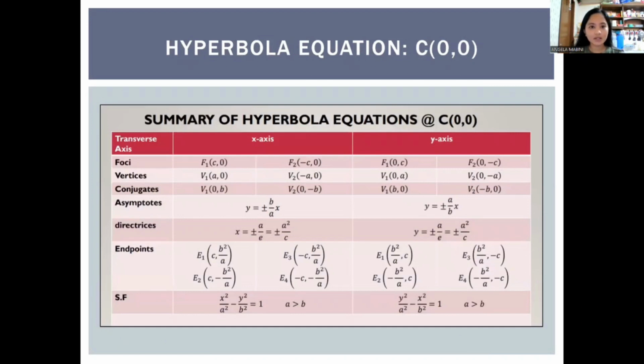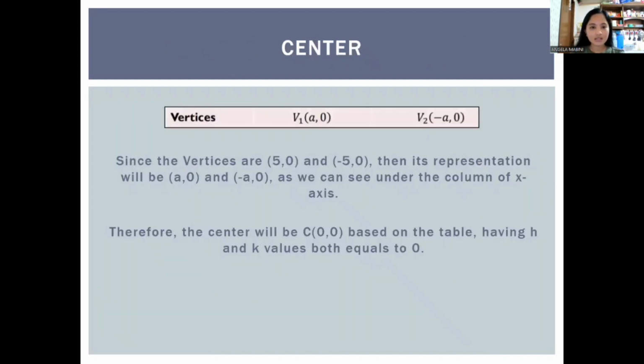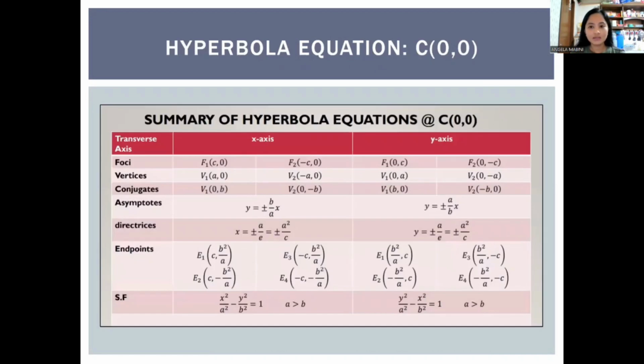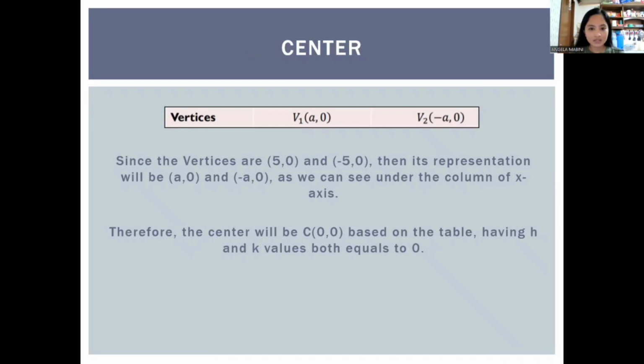So this is the summary of hyperbola equations kapag ang center is 0, 0. Since ang vertices natin is 5, 0, and negative 5, 0, mapapansin na yung y is equals to 0, then yung ating center is 0, 0. So ngayon na meron na tayong center na 0, 0, which is represented as C(H, K), H is equals to 0 and K is equals to 0.